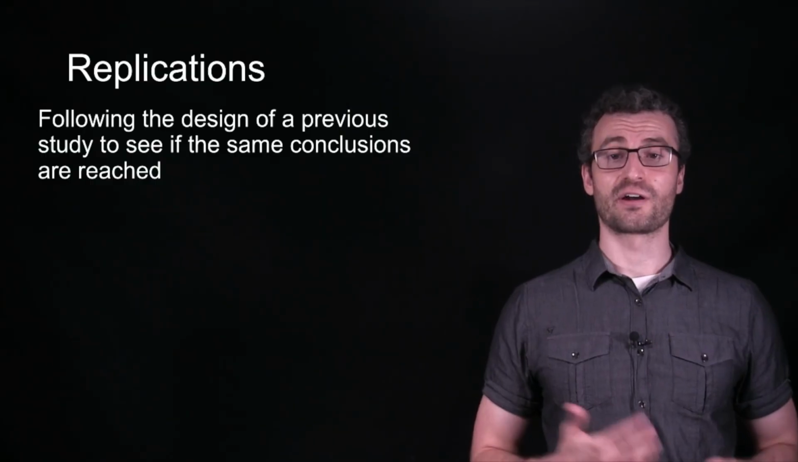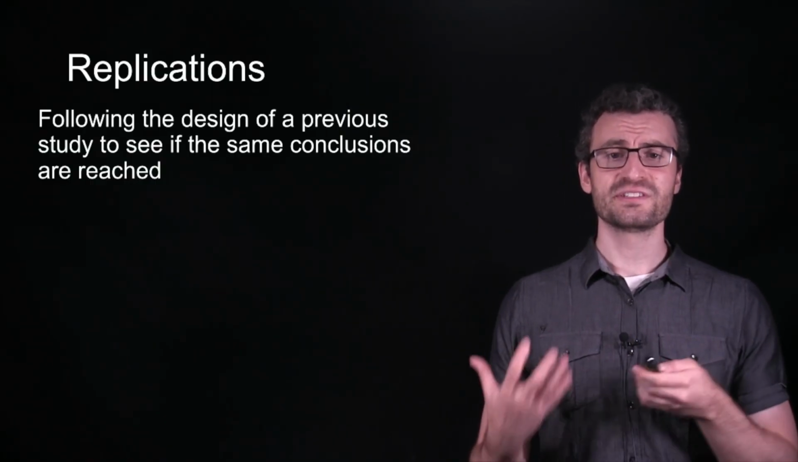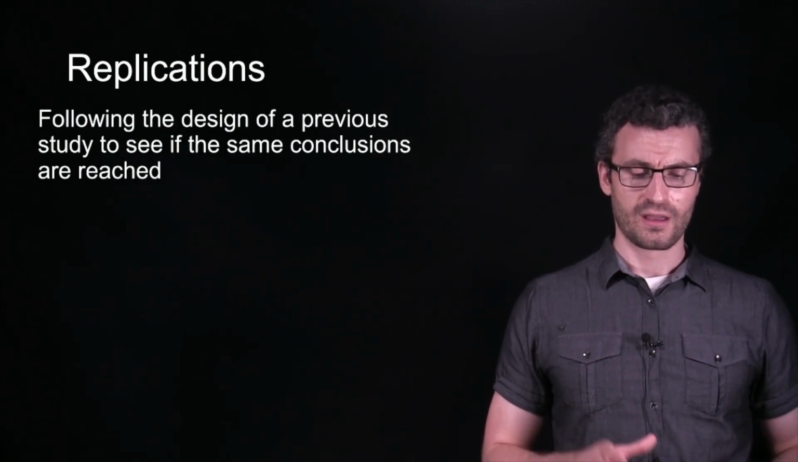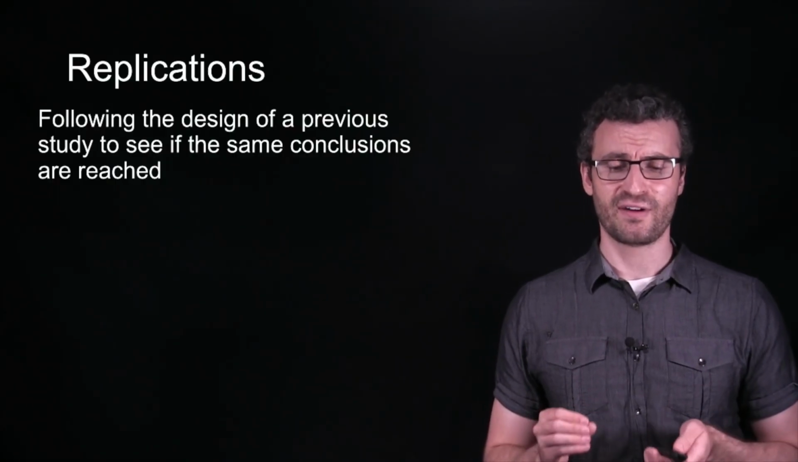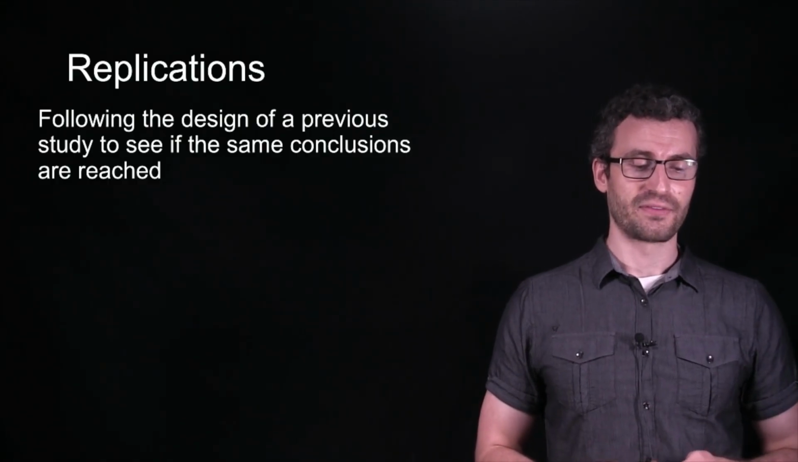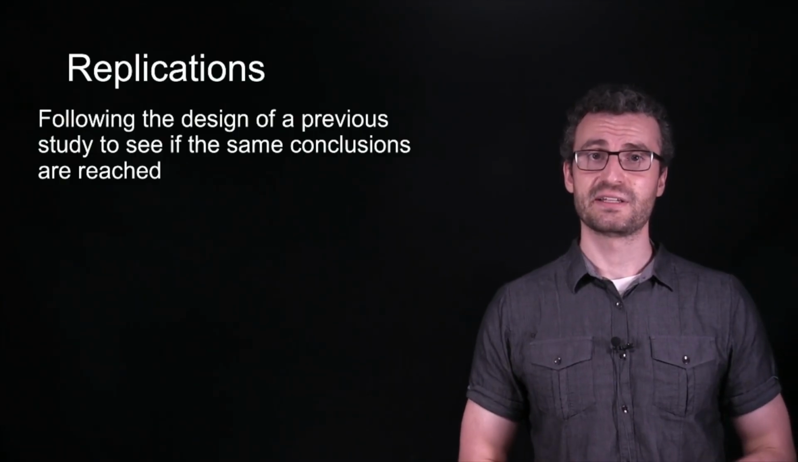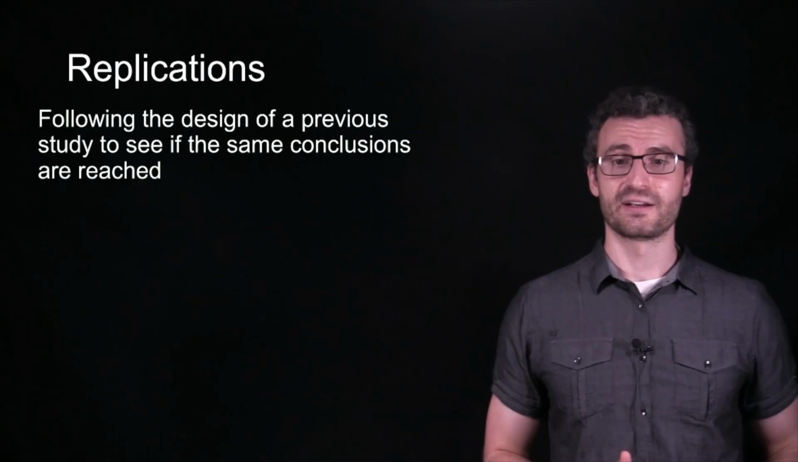Replications are studies that follow the design of a previous study in order to see if the same conclusions can be reached. So in a replication, a researcher is looking at a previous study that has been conducted and trying to follow as closely as possible what they did in order to see whether they reach the same conclusions as that previous study. Now there's a couple of different versions of replications to highlight here.